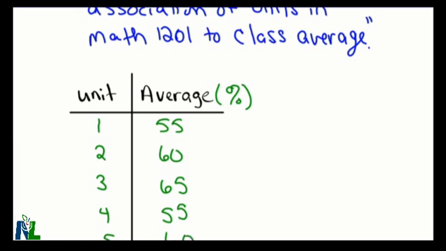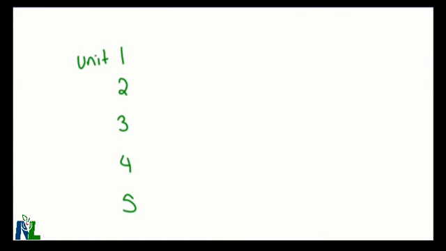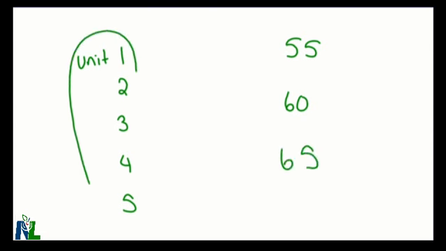This relationship can also be described using an arrow diagram. To construct an arrow diagram, we simply just take our units. So we had Unit 1, 2, 3, 4, and 5. And looking back at our graph, we see that the marks range from 55, 60 to 65. So the marks were 55, 60, and 65. And this relationship is between the units of the course, Math 1201, and the class average.